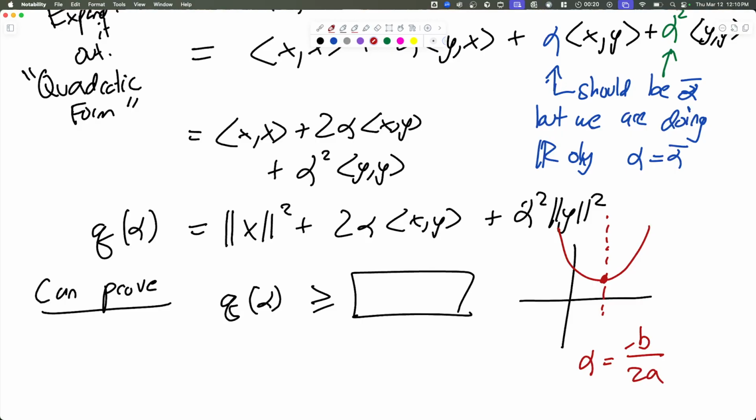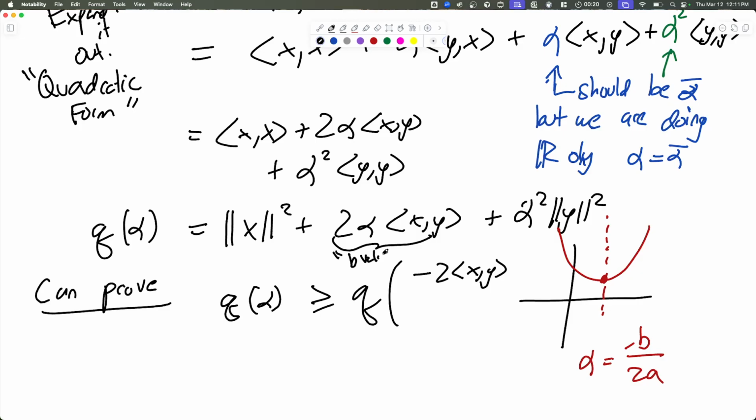And so Q of alpha will actually be larger than what happens when you plug in the minimum. And at the minimum, it's Q of, we're going to plug in minus b over 2a. Minus b is minus 2xy, right? This is the b value of the quadratic. And then divided by 2a, a is the norm of y squared.